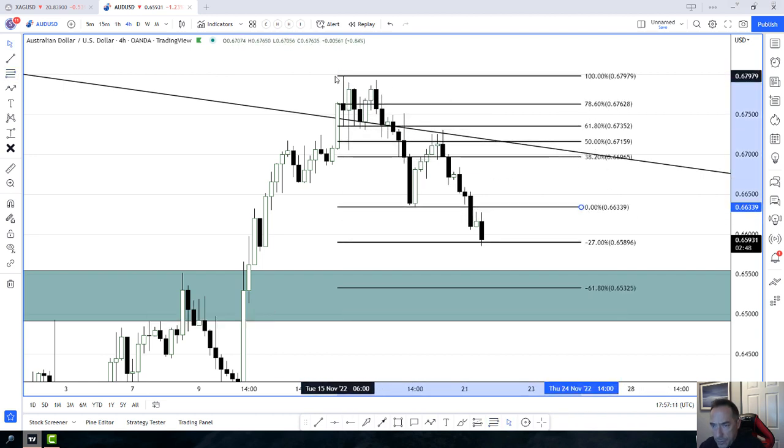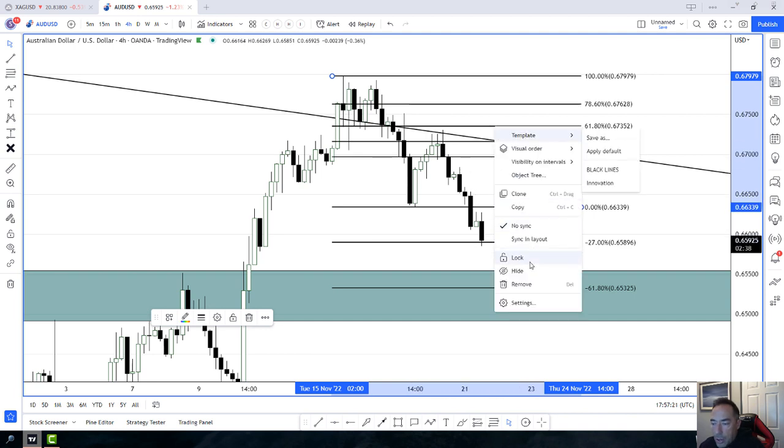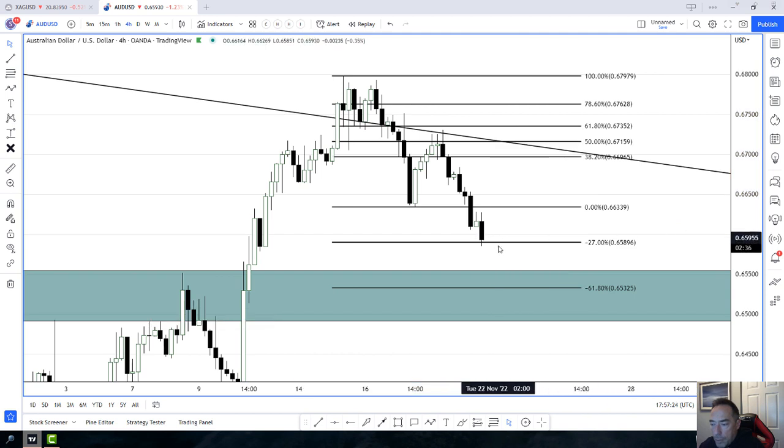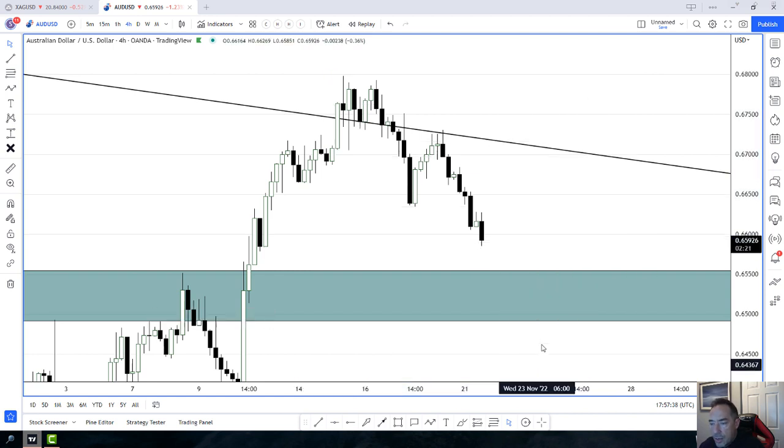Okay, so if I just fib from the high to the low here, we came back to a 50% retracement, had an evening star pattern, and we've hit the minus 27% here. And then I'll be looking for further targets of the minus 61.8, but potentially all the way down to 65. So we could see some bounce here, like I say, if we do see that little bit of a retracement to 107 on the dollar.